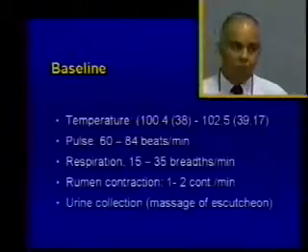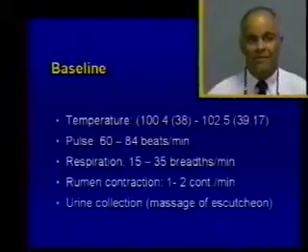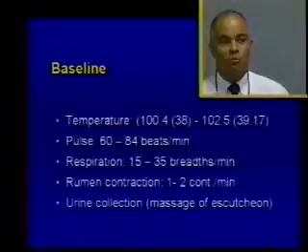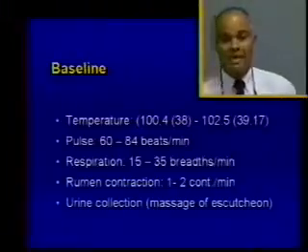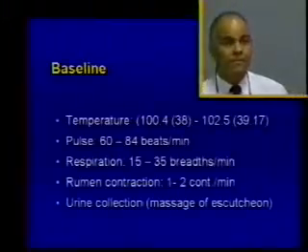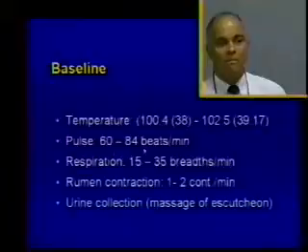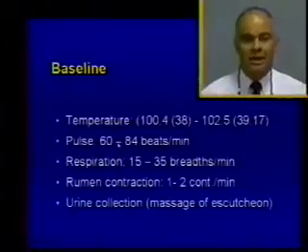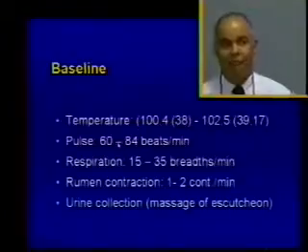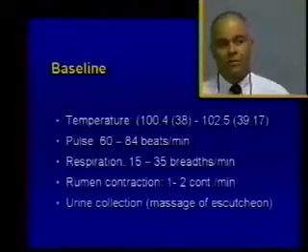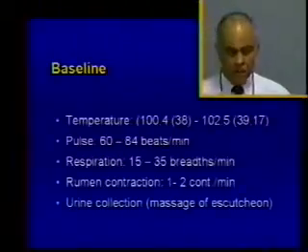But generally speaking, from 100 to 102.5 is considered to be the normal range of temperature in cattle. Pulse, 60 to 84 beats per minute, pulse or the heart rate. When we go below 60, then we consider the animal to have a bradycardia. Certainly greater than 84 beats per minute, then we consider a tachycardia.